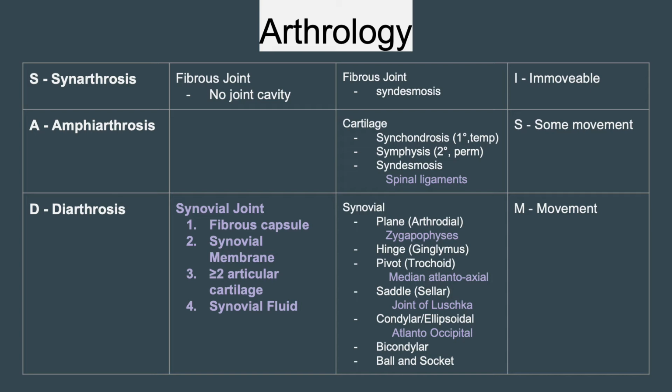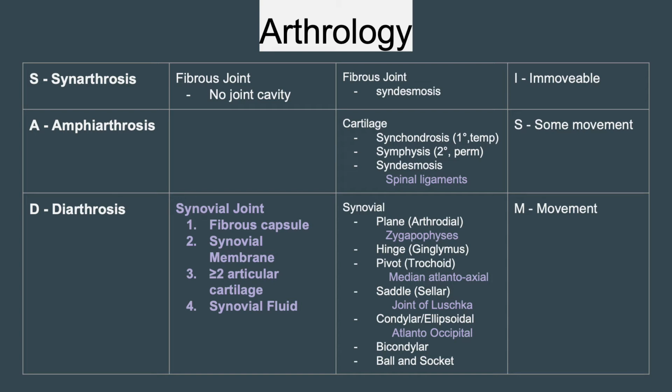So for our plane or arthrodial joints, I always put my 2 hands together and rub those up and down and think of that as a plane joint. So flat palms, put your palms together. That's going to be the way your zygapophyseal joints, so your facet joints on your vertebrae, articulate. A hinge is AKA ginglymus, which I can never say. Pivot or trochoid, so your median atlantoaxial joint is going to be a classic example of that.